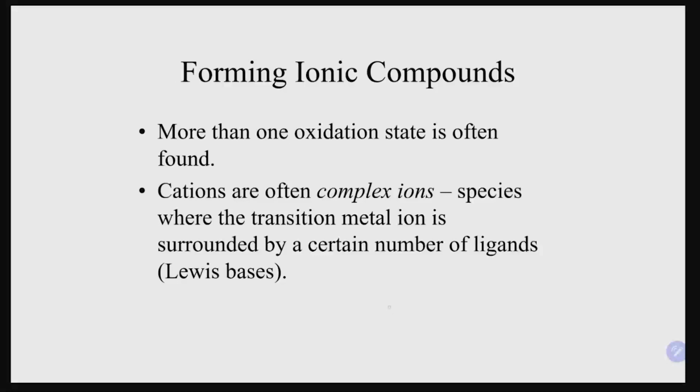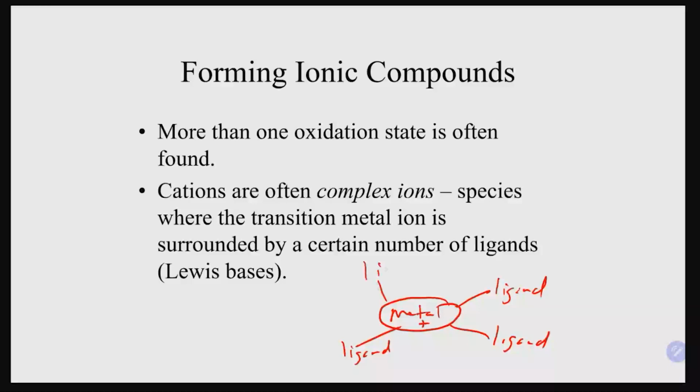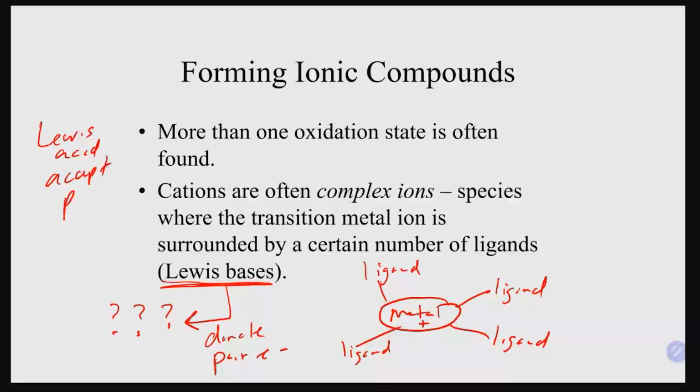Basically, we have this metal ion in the middle that's positively charged, and attached to it are a bunch of ligands. Now, ligands are really Lewis bases, and you will tell me that Lewis bases are things that do what? Close. Lewis is about electrons when we talked about acids and bases, and a Lewis base is something that donates a pair of electrons, typically to a Lewis acid, which is something that will accept a pair of electrons.